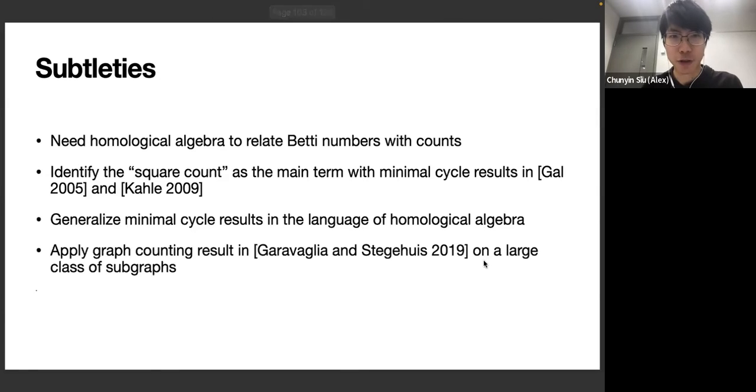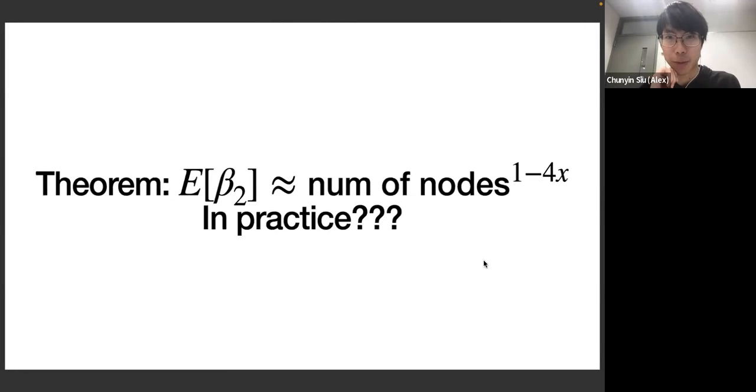And finally, you need to apply the graph counting results in the literature on a large class of subgraphs. So first, we need to count these poles connected to 4 points of the equator, and we also want to count other things like pentagons and so on to make sure they do not dominate. And since you need to apply the graph counting results on a large family of subgraphs, you do have to be systematic with your counts. Now, if you believe that I can iron out all these subtleties, then you have the theorem that the expected Betti number is roughly the number of nodes raised to some sublinear power.